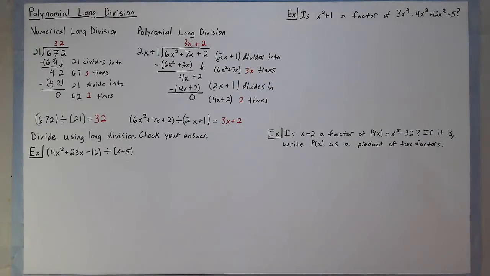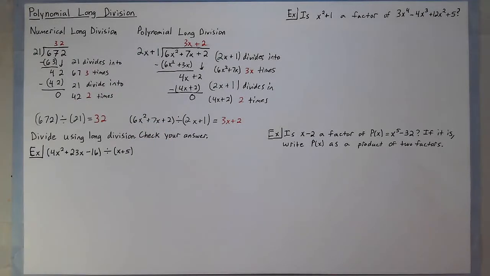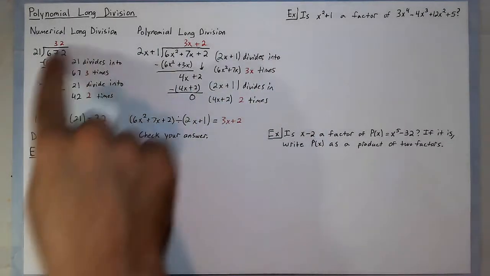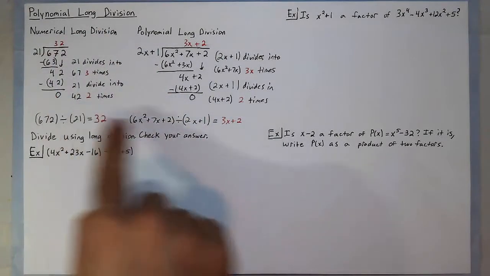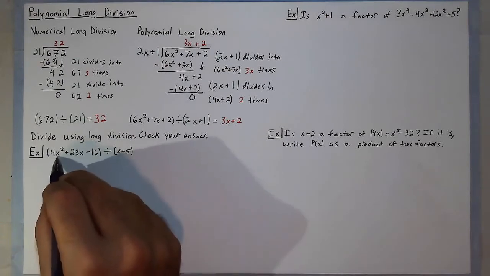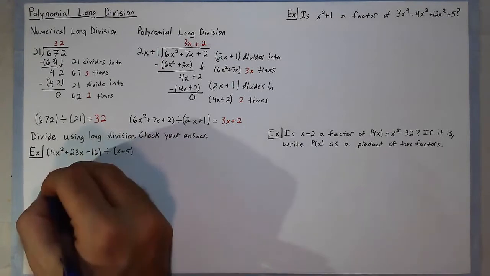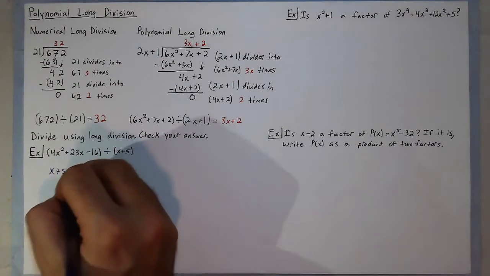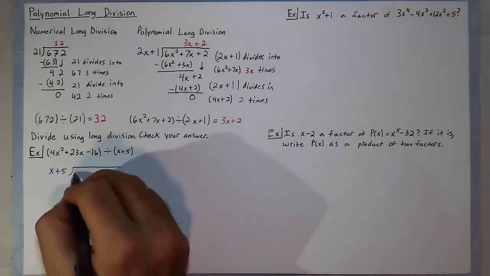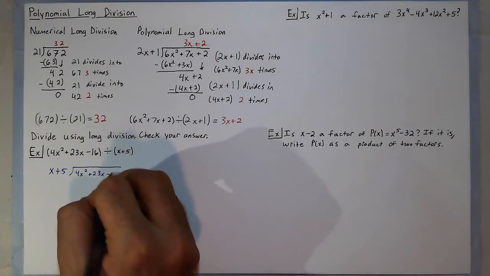So now let's try this with another one, but not look at this number example. But again, the idea is that the mechanics of numerical long division are the same in polynomial long division. So we're doing 4x squared plus 23x minus 16 divided by x plus 5. So I'll write x plus 5, and I'll put 4x squared plus 23x minus 16.